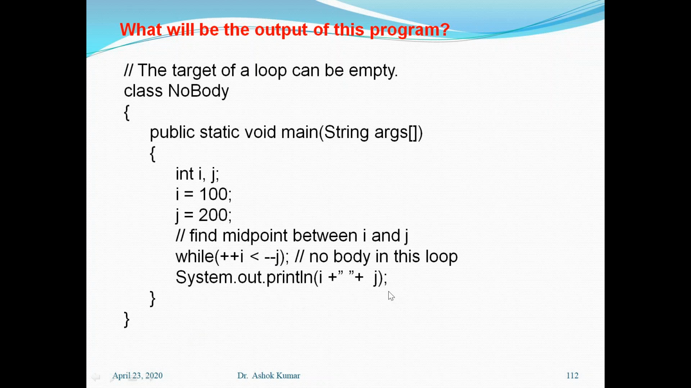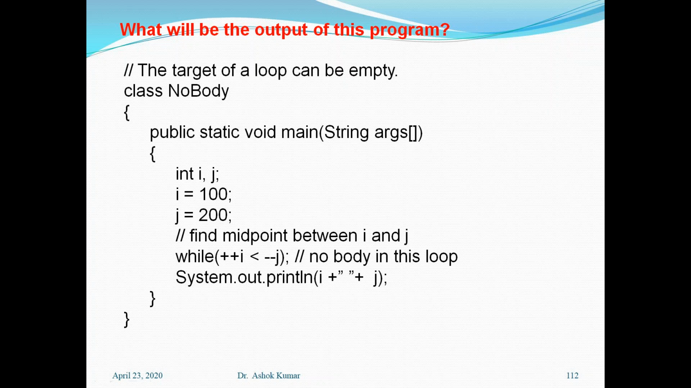So one variable is increasing and the other is decreasing, right? So when this condition evaluates to false, it will come out. Naturally, approximately at 150, when the value of i will be 150, j will be 149 and this condition will evaluate to false and control will come out. So you can verify the values of i and j after executing this program.